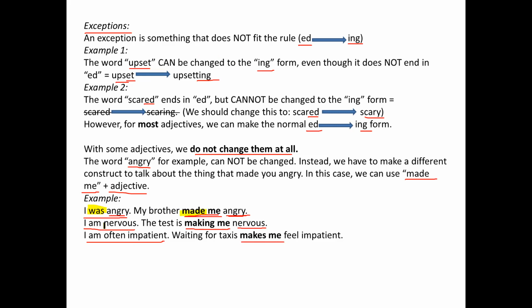I am nervous right now. Only now. So if it's right now, we need to change it to ing form, making me. Ing, yeah? Happening right now. Now this is I am, but we've got often impatient. It means at regular intervals in your life, very often, maybe every day. In this case, if it happens every day or routinely, we don't use ing, we use the present simple form. Makes me.